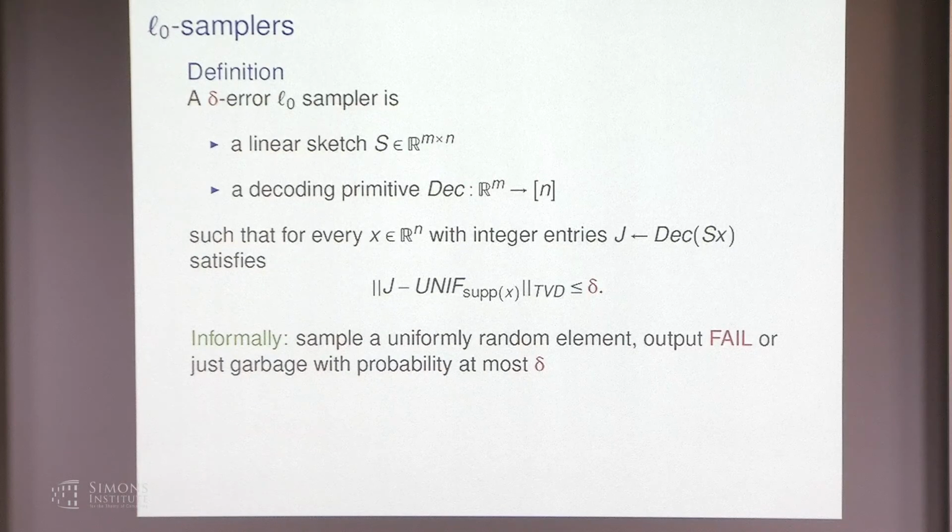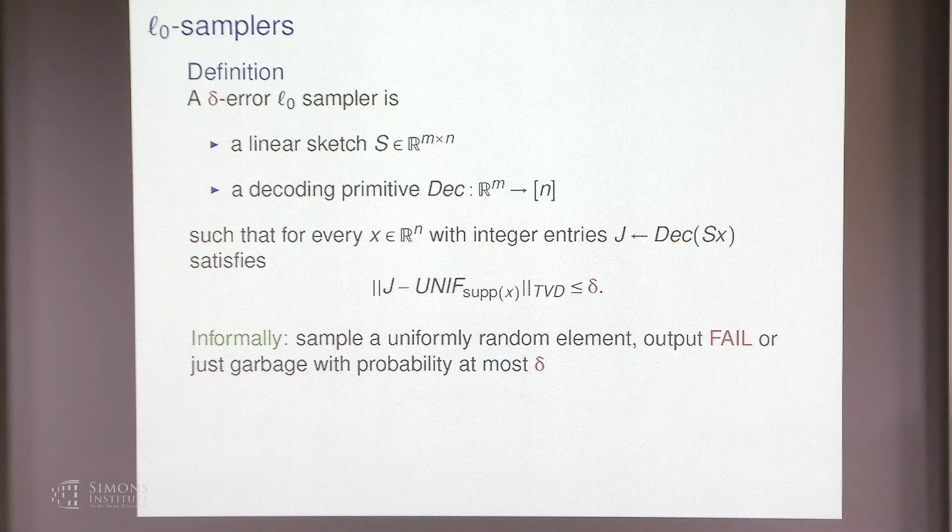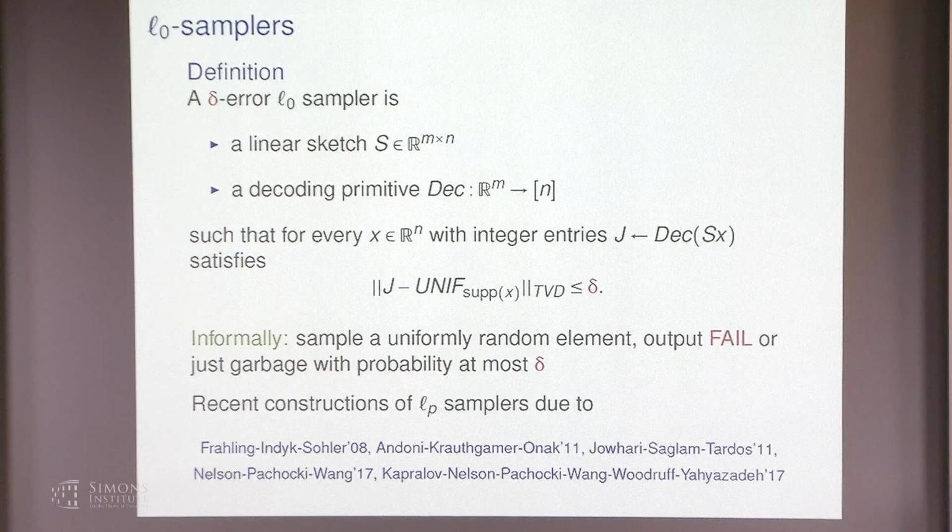Informally, think of this as follows. This is a randomized algorithm that either samples a uniformly random element of the support of x, or outputs fail, or just some garbage with probability delta. And think of delta as small. So with probability delta, it can just break and not tell you that it broke, or it can break and tell you that it broke. Okay, this has received quite a lot of attention in the literature recently, and we actually know tight bounds for the space complexity of at least L0 samplers.